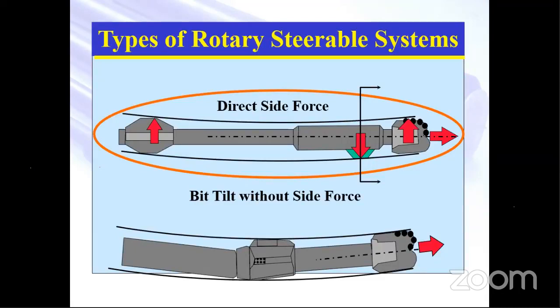For the types of rotary steerable system, we have the direct side force, and we have the bit tilt without side force. If you look here, in the direct side force technology, in Schlumberger it's called pads, which push against the well wall, and then the bit tilts in the opposite direction. And the bit tilt without side force, we have this, it's very clear. We have a kind of bending here.